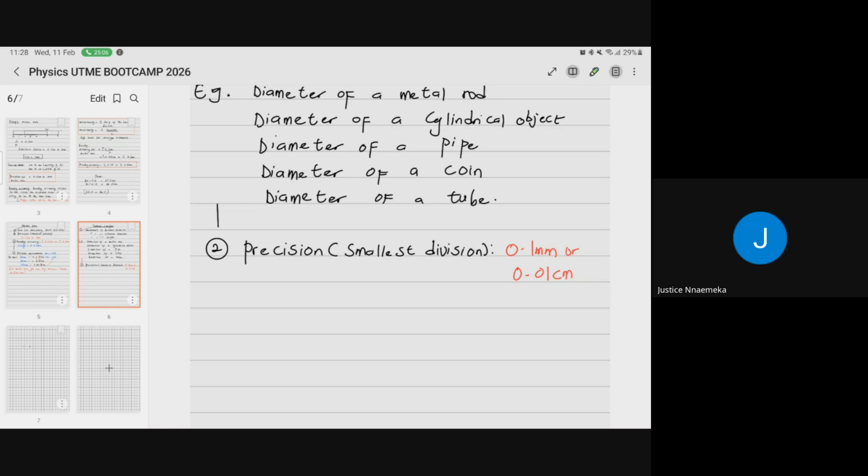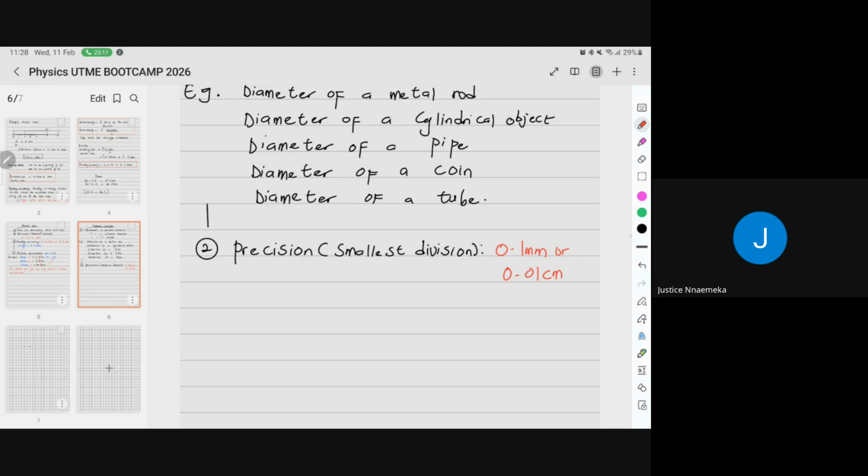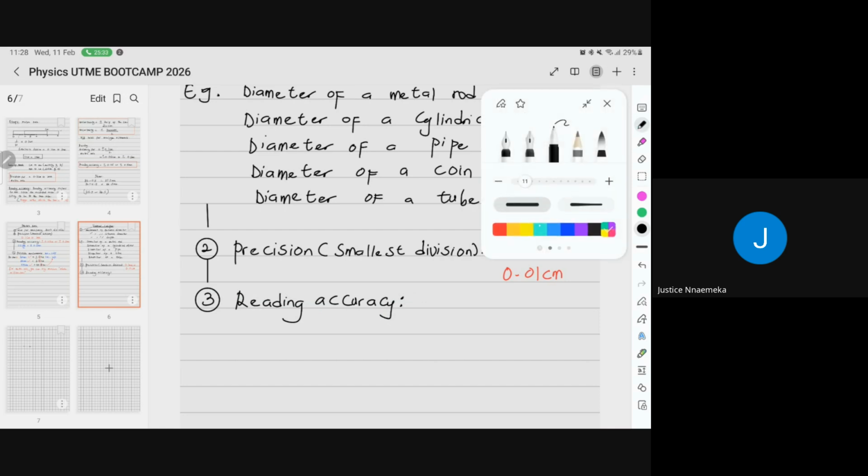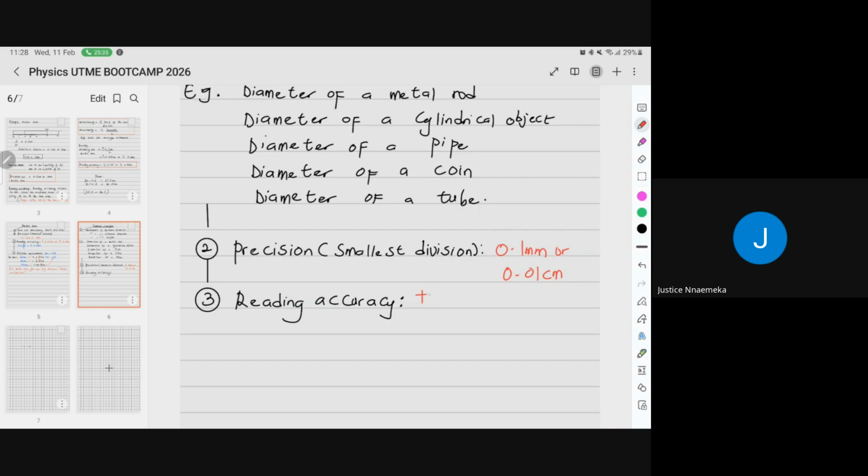0.05. 0.05 what? Is it millimeter or centimeter? Which one did you divide by 2? Millimeter. So now the next thing you should remember is the reading accuracy. Number 3, the reading accuracy is equal to what? I'm going to divide by 2, right? Plus or minus 0.1 millimeter divided by 2, which is equal to what? 0.05 millimeter. Remember, plus or minus.